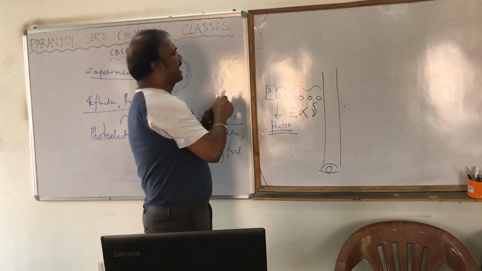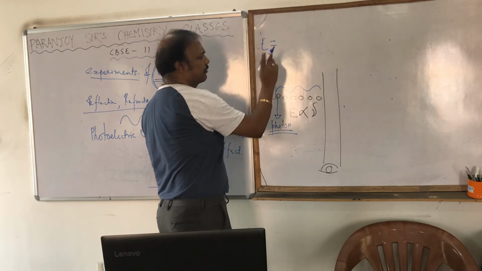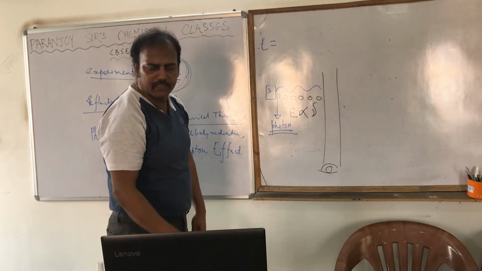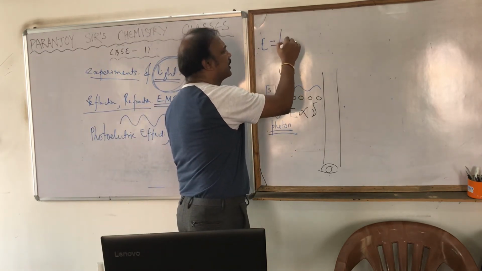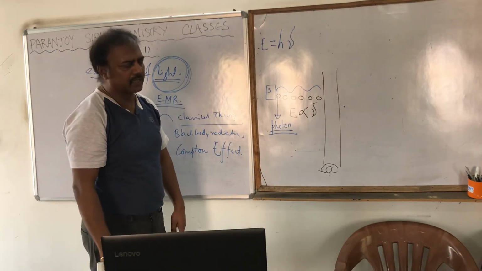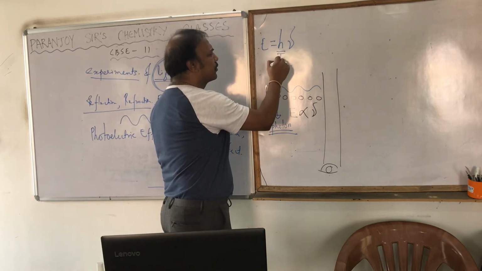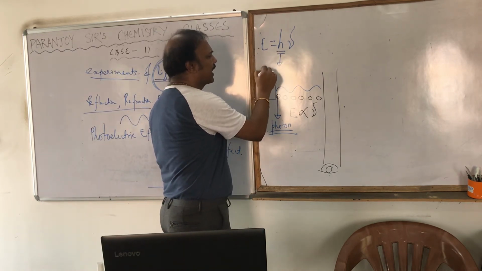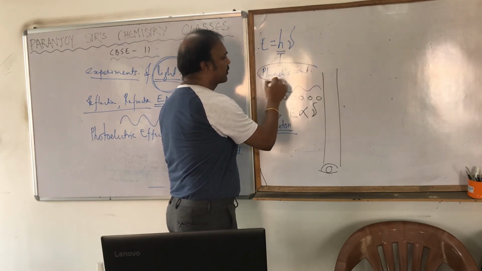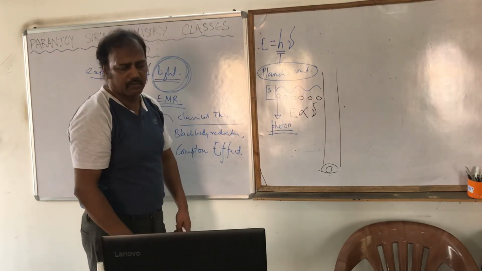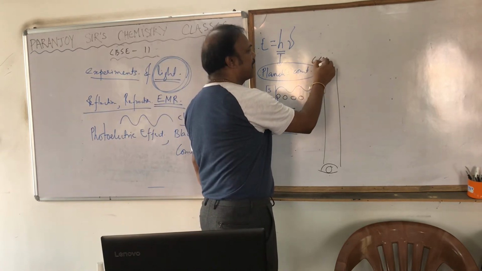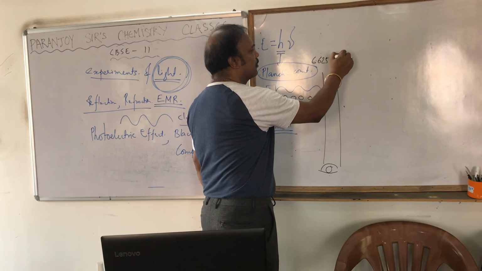He equated it as E is equal to some constant into nu, and he gave the term of that constant as h, so E = h nu. Okay, h is the proportionality constant, and it is known as Planck's constant. Okay, Planck's constant. Fine. And the value of it, you must know the value of it. The Planck's constant value is 6.625 into 10 to the power minus 34 joule second.